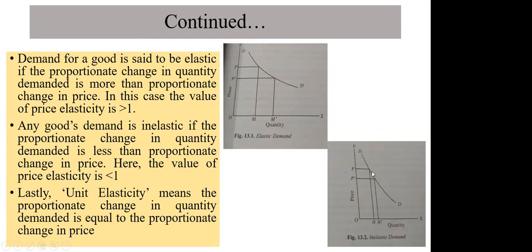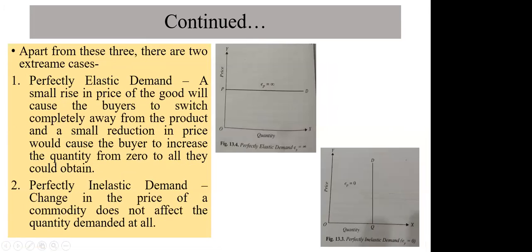So if we look at these two demand curves, in case of elastic demand, we can see that it's relatively flatter. Flatter means its slope is less. And in case of inelastic demand, it is steeper. Steeper means its slope is more. Now there come two extreme cases. So what are these extreme cases? One is perfectly elastic demand and another one is perfectly inelastic demand.